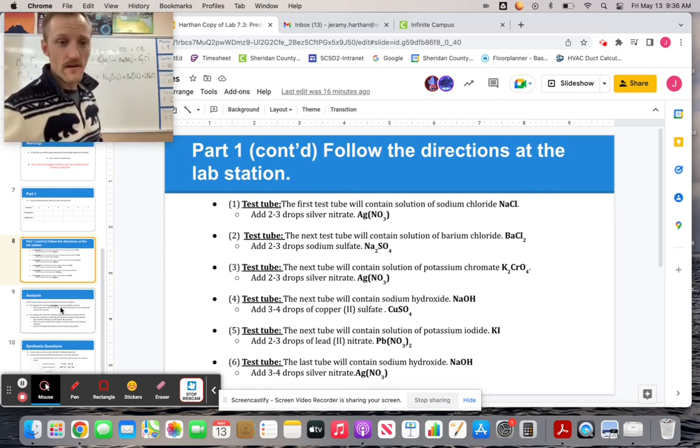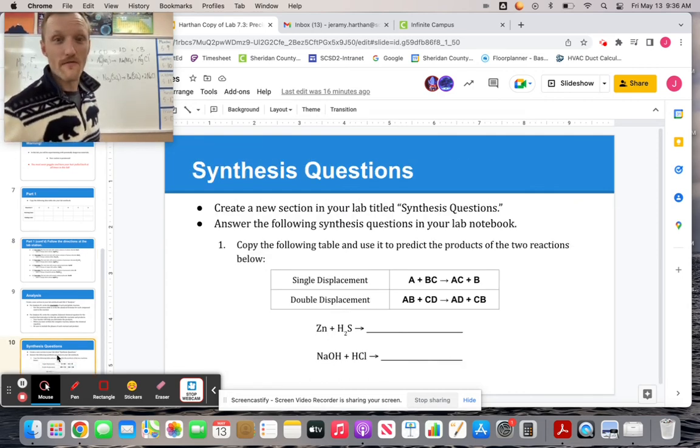And then if you can do the analysis section, the synthesis questions are very easy because we have zinc, which is our single displacement reaction up here. Zinc is going to be displacing hydrogen. And then here we have Na, or sodium, taking the place of hydrogen here. And so we're going to flip-flop it, see if we can predict our products and balance it if necessary. Okay. Let me know if you have any questions.